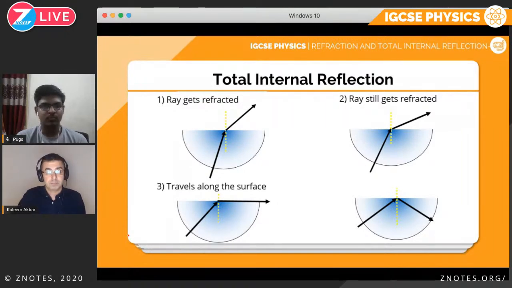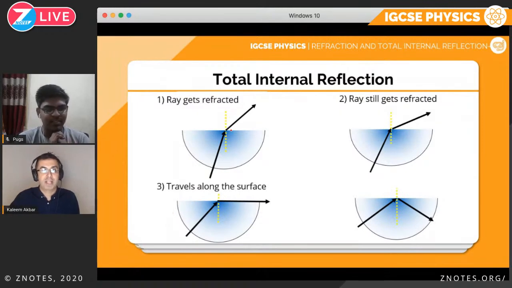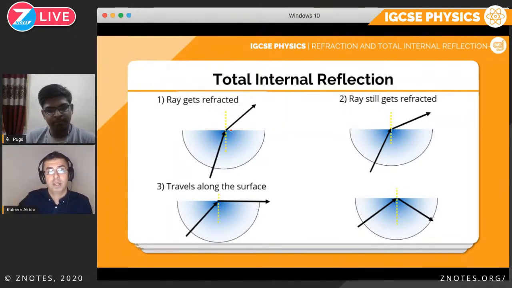The key I want you to get is we start with refraction. People go, oh, total internal reflection, totally brand new topic. No, it's part of refraction. Angle of incidence, angle of refraction, angle of incidence, angle of refraction. Make it big enough, and we have this ray that runs right along the surface.